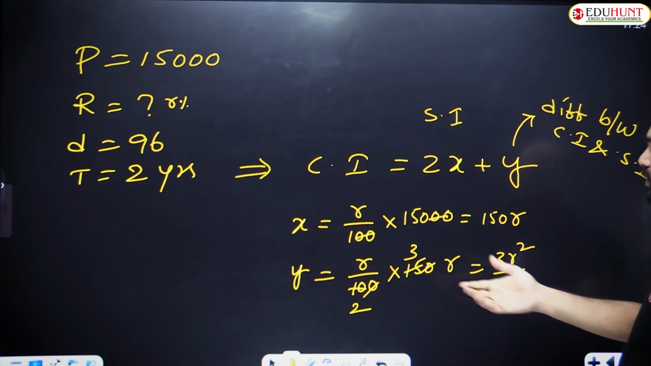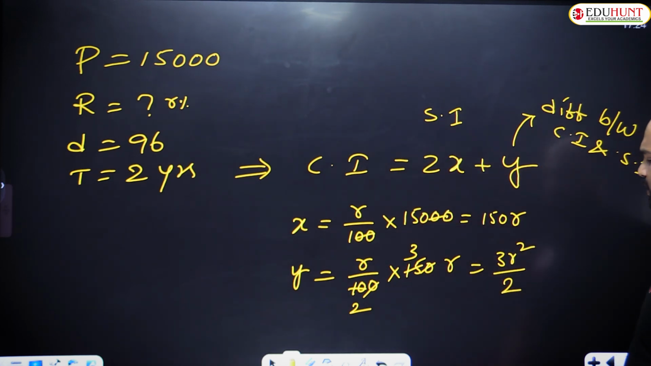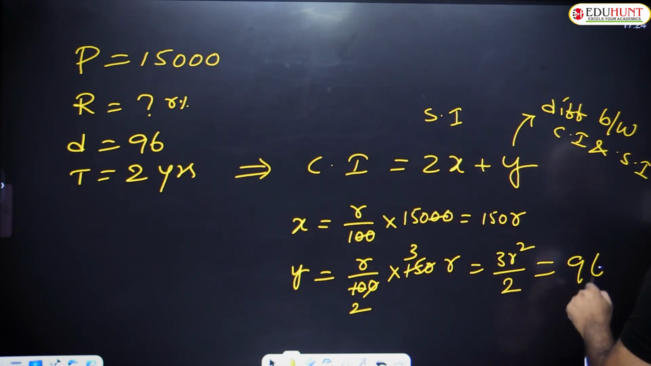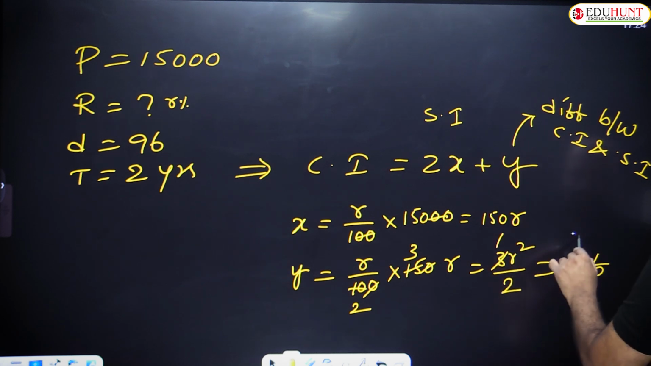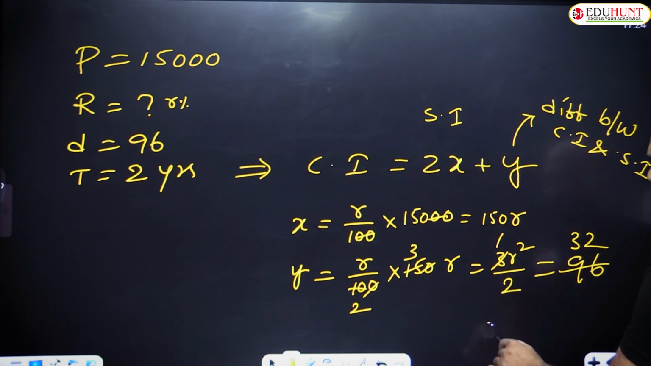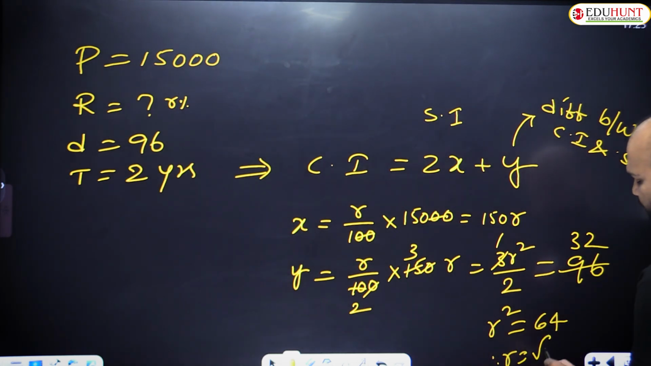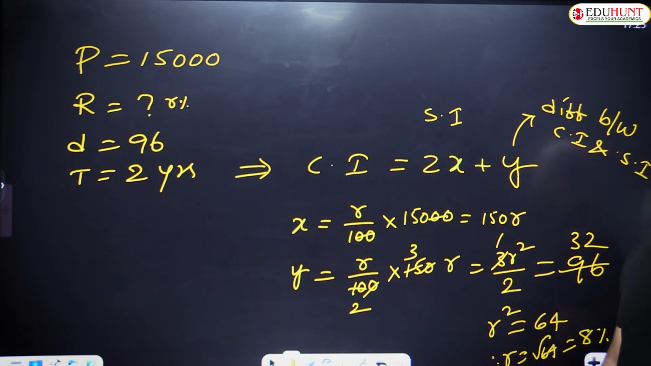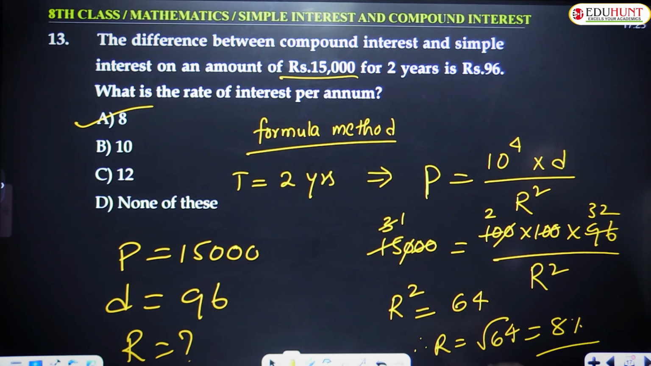Here y stands for difference. You know that the difference between CI and SI is how much given? 96. Nothing but 3 1s are 3, 30 2s are 96. R square equals 2 into 32, 64. Therefore r equals root 64, nothing but 8%. This is the Pascal method. Am I clear? 8%, option A is the right answer.